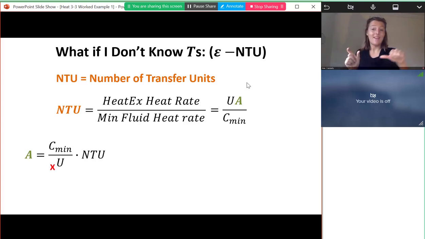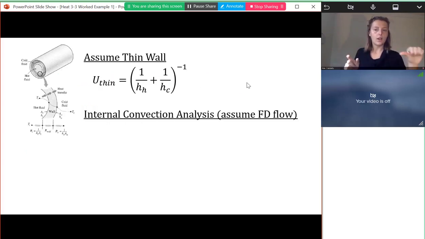I know C min and I know NTU, but I don't know the effective heat transfer coefficient yet. So here I want to use the same equation I used in the last problem, where my effective heat transfer coefficient is what's shown here. I want the reciprocal of the sum of the reciprocals.